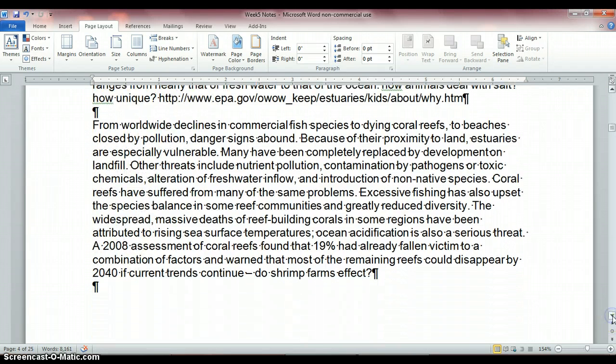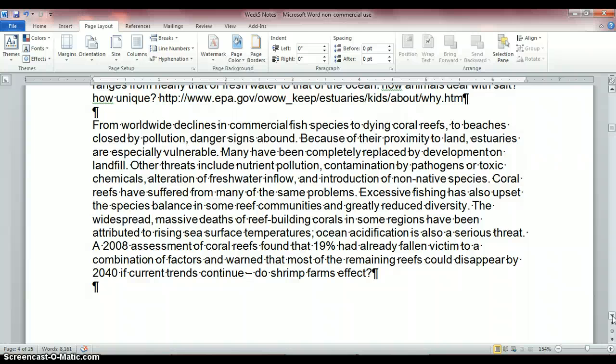Let's go down. From worldwide declines in commercial fish species to dying coral reefs to beaches closed by pollution, danger signs abound. Because of the proximity to land, estuaries are especially vulnerable. Many have been completely replaced by development on landfill. Other threats include nutrient pollution, contamination by pathogens or toxic chemicals, alteration of freshwater inflow, and introduction of non-native species. Think about San Francisco, not so much an estuary, but the zebra mussels, bad.